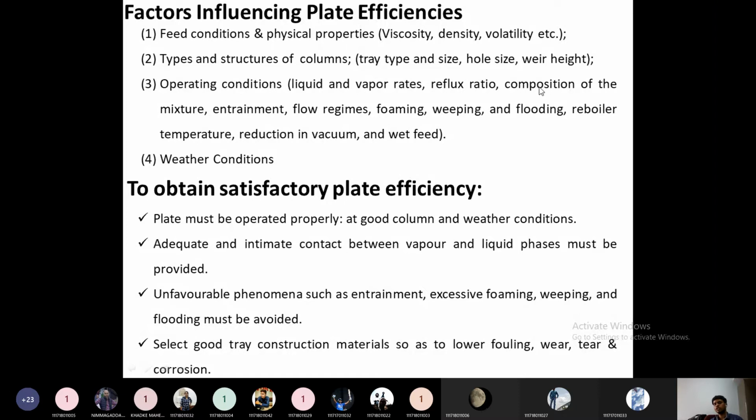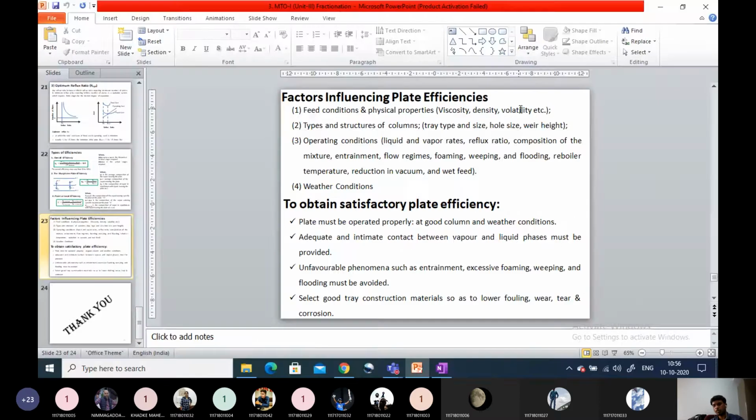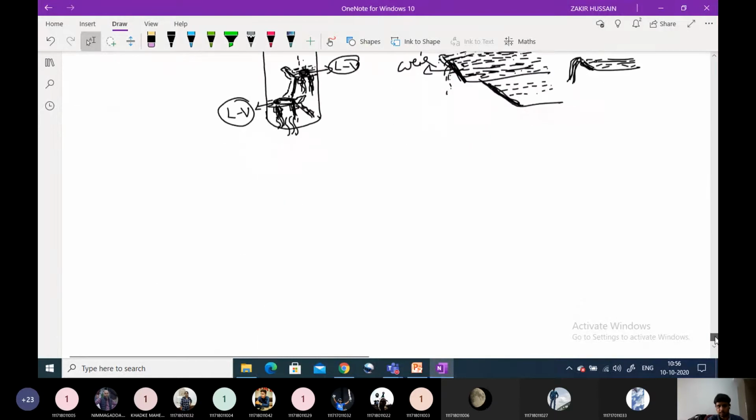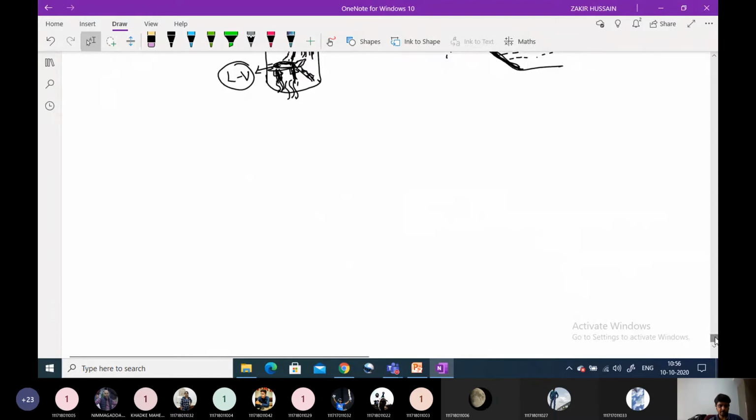Then next one is the composition of the mixture. Whether the composition is volatile or non-volatile, depending on that also, the plate efficiency will have a huge influence. Then the entrainment. All these are the flow regimes: entrainment, foaming, weeping, flooding. Everything comes under the column operating conditions. What are these column operating conditions? Let me try to explain in detail. These parameters are very important: flooding, foaming, everything.